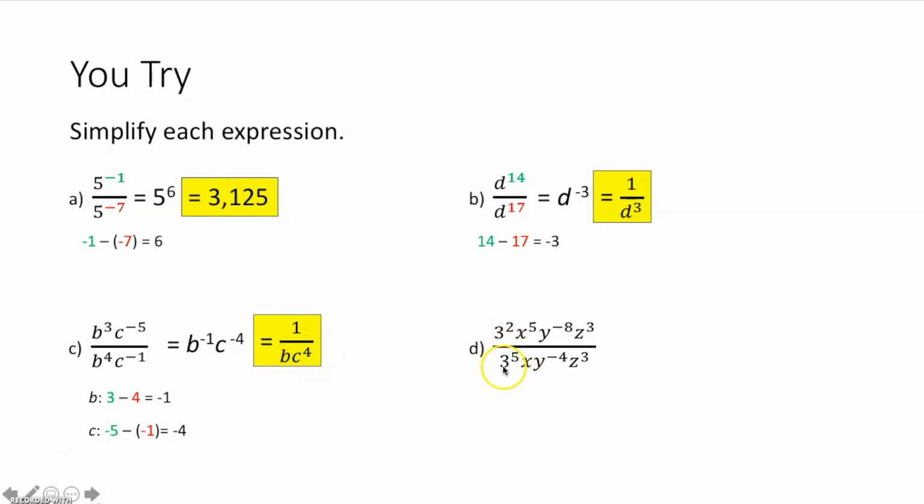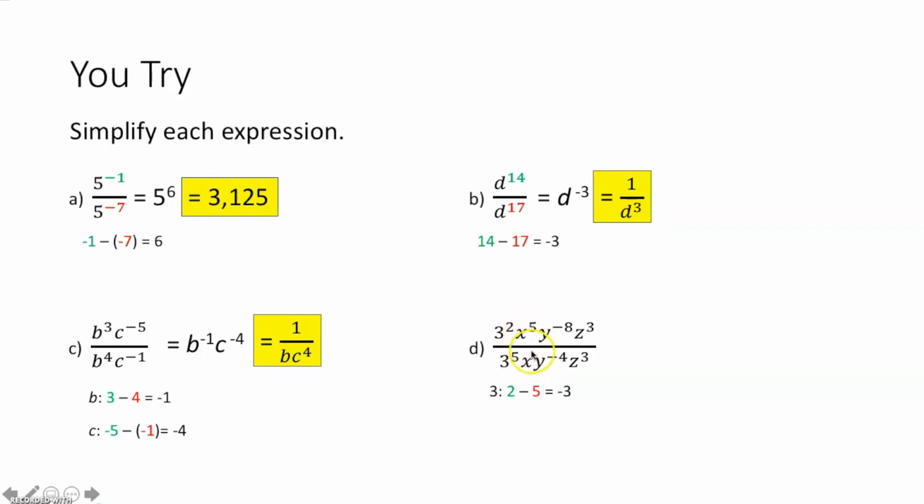Over here, the threes, we'll do with the threes first. So 3 to the second over 3 to the fifth. When you divide like bases, subtract those exponents. What's 2 minus 5? That gives you negative 3. So we get 3 to the negative third. Now with the x's, we have x to the fifth and just x. X is technically x to the first power.